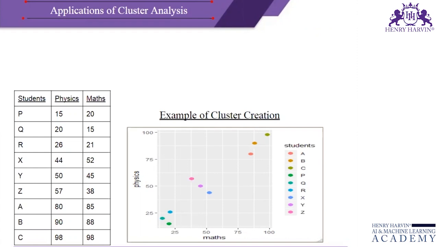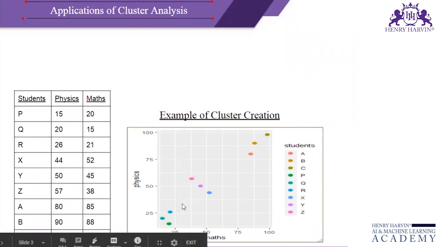Here there are different students and their marks are given in the subjects of physics and mathematics. Students PQR have similar marks in physics and mathematics. Then XYZ students have a similar pattern of marks, and ABC students have a similar pattern of marks in both the subjects. So if the clusters are created, you can see there are three clusters, with similarity in their marks, and they are heterogeneous with the other clusters that have been created.